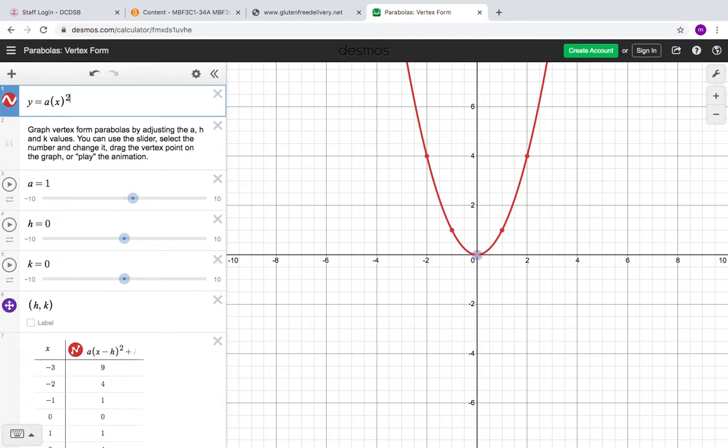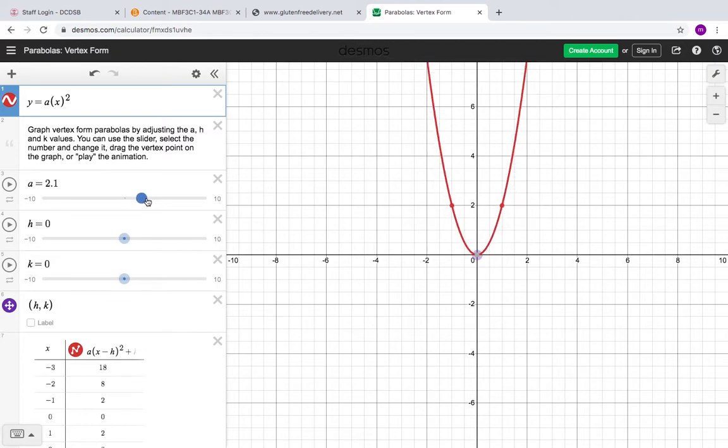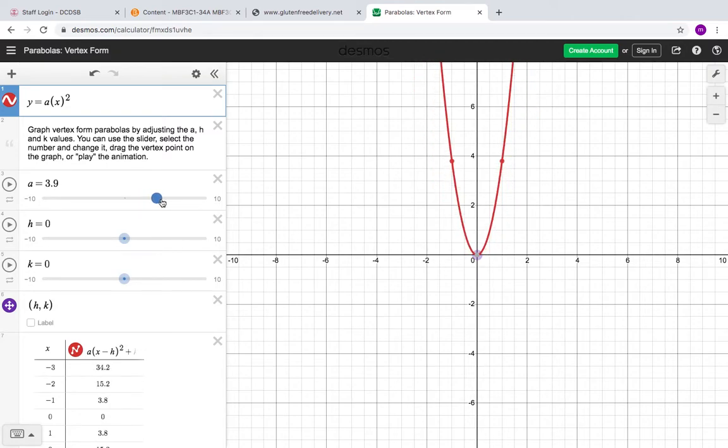Then I'm going to look at what happens when I change the a value from 1, since y equals x squared has an a value of 1, to values other than 1. Let's see what's happening to my graph. If I take a, which is now 1, and increase it, going higher, say 1.11, what do you see happening to the graph?